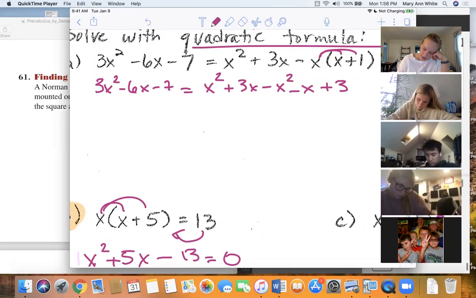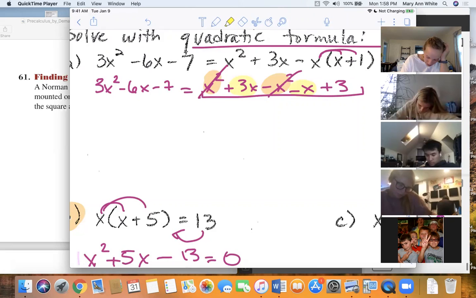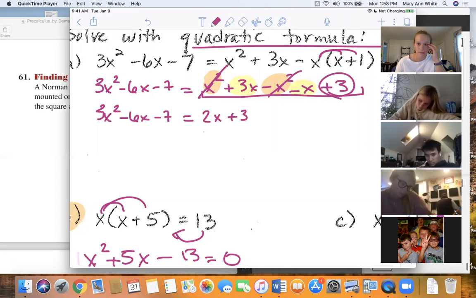Now I'm still on the right side, just combining anything I can. X squared minus x squared, those go away. 3x plus x, minus x is 2x, and then that plus 3 is by itself. So I've got 3x squared minus 6x minus 7 equals 2x plus 3. Now I have to move the 2x and the 3 to the other side. I can't have them on separate sides and do the quadratic formula. So minus 2x and minus 3. I get 3x squared minus 10x. Nope, minus 8x minus 10. Got a little excited there.